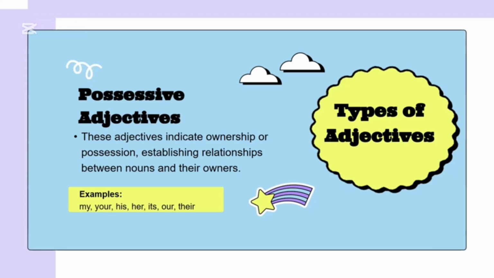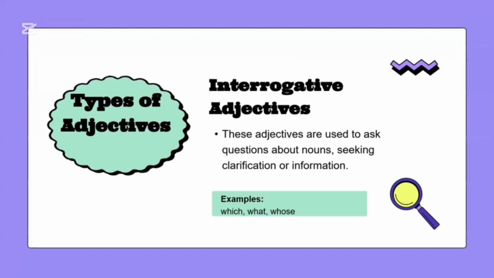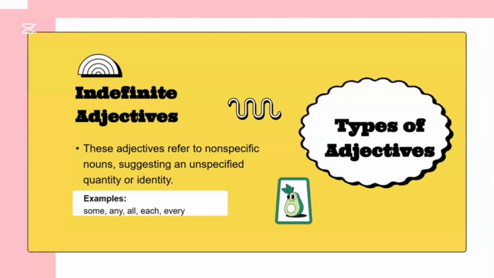Possessive. Ownership, right? My dog loves to play fetch. And there are others: your, his, her, its, our, their, showing possession. Interrogative, you're asking a question about the noun: what, whose, which. Which book is yours? Which is the interrogative adjective. And finally, indefinite. The amount is unspecified. There are a few cookies in the box. There are some cookies left in the jar, which was the example we used earlier. Some, any, all, each, every are typical examples of indefinite adjectives.